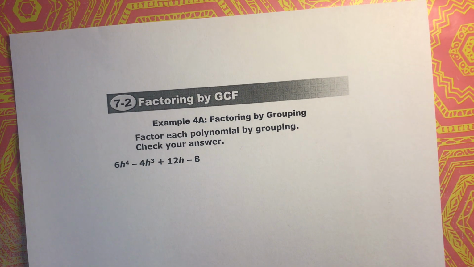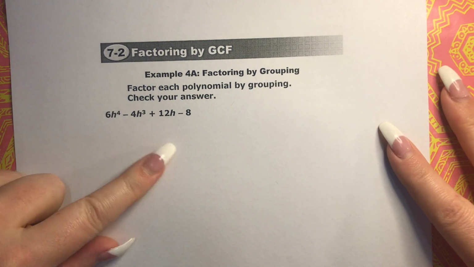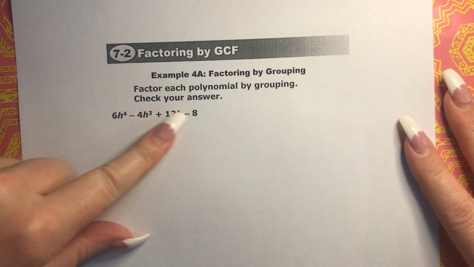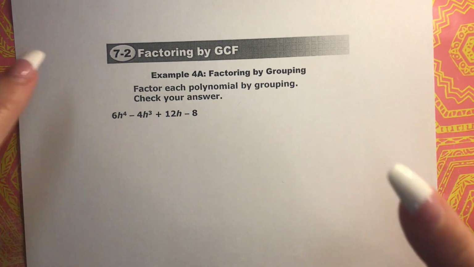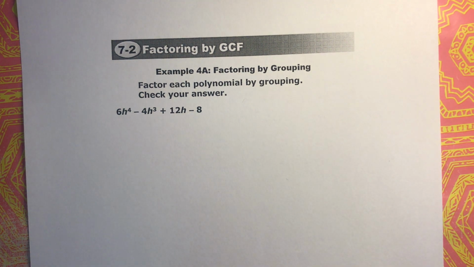Whenever you see something like 4a, you see how this is a polynomial, right? There's 1, 2, 3, 4 terms. So when you see that there's 4 terms, you should think, oh, I have to factor by grouping. Okay, so that's what we're going to do. Let me show you how to do it. There are a couple different steps.